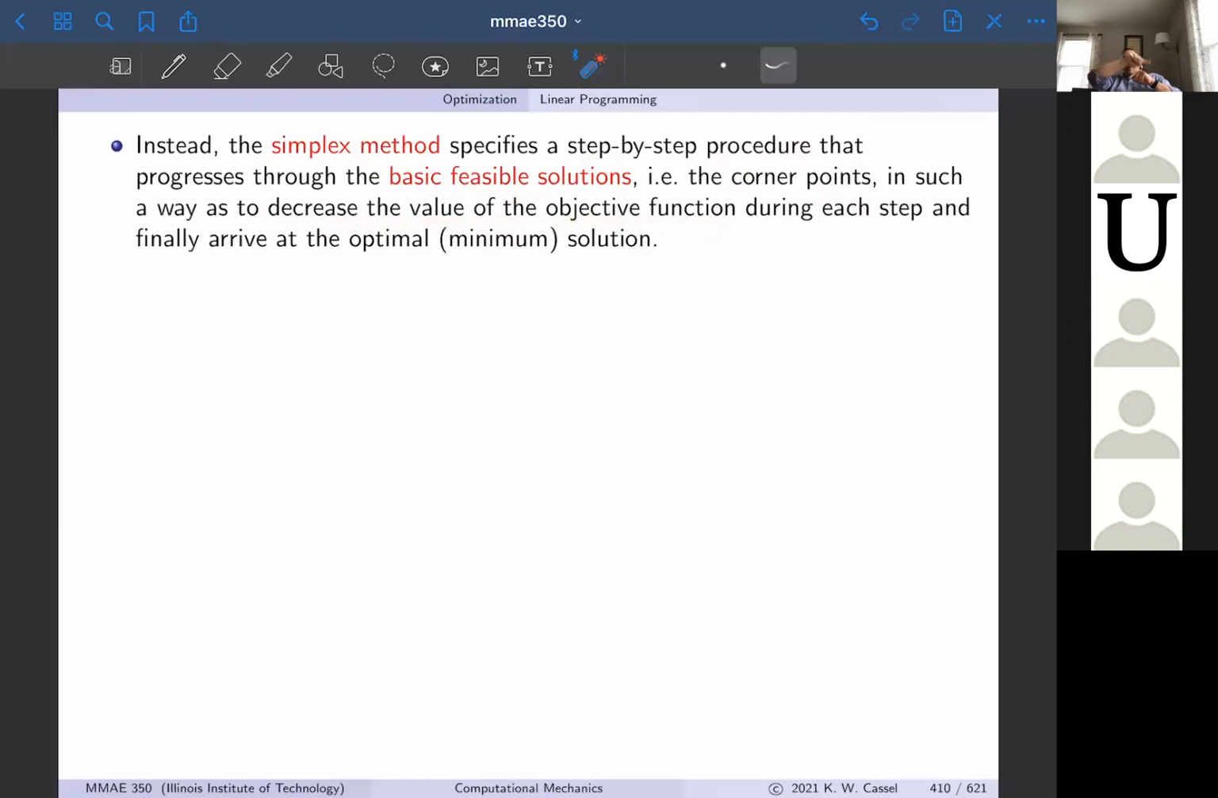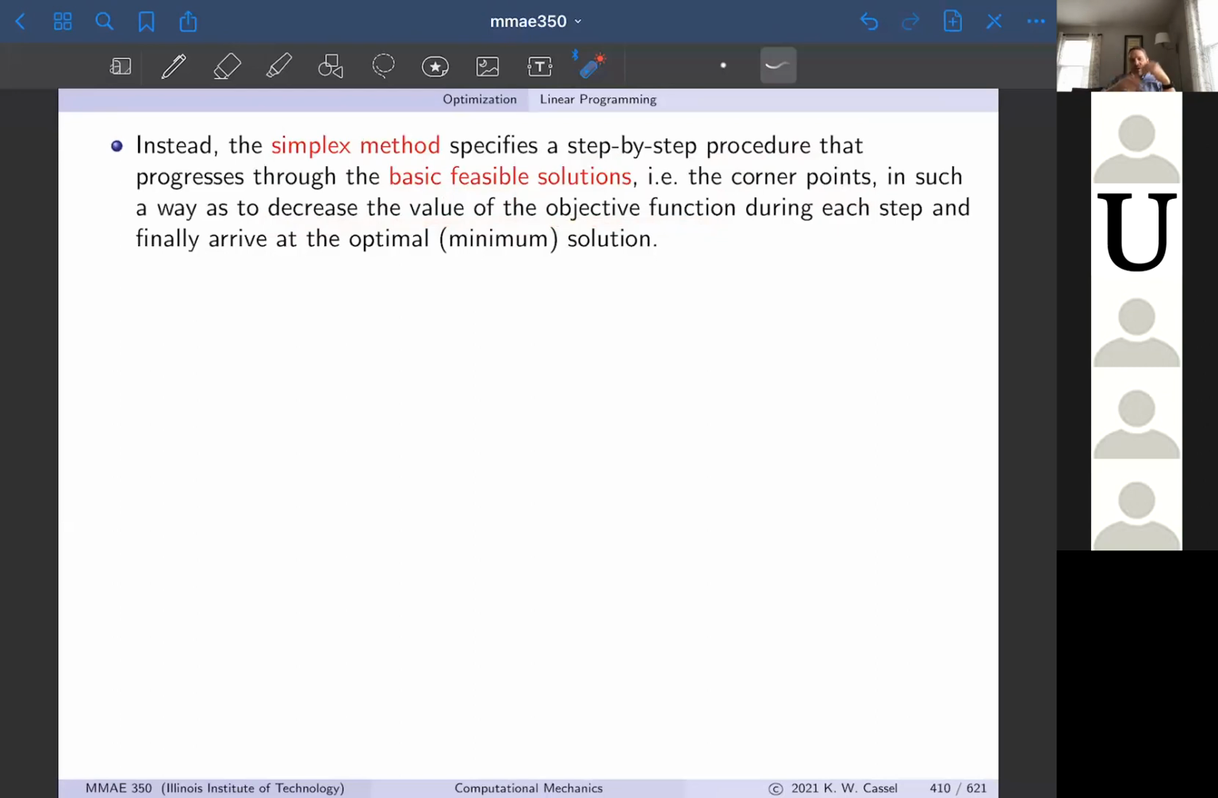Which point do I start at? Which of my corner points, basic feasible solutions, do I start at? I pick one, I calculate the j, and then I decide, do I want to go to the left or do I want to go to the right? Which direction should I go? So those are the two basic questions, which sound very simple.